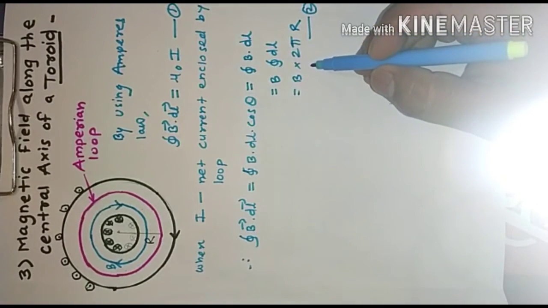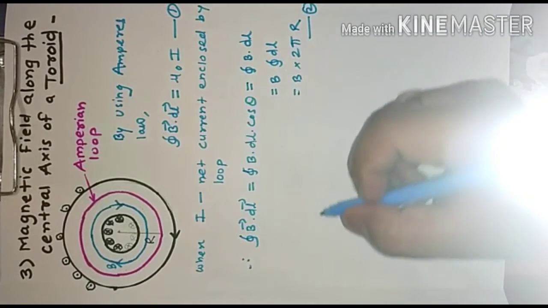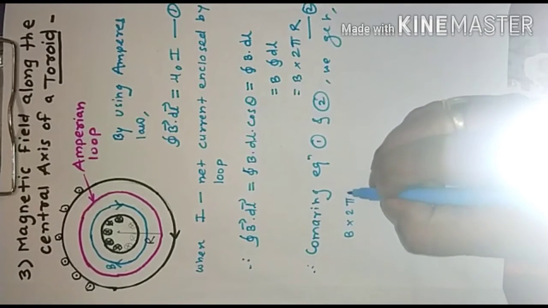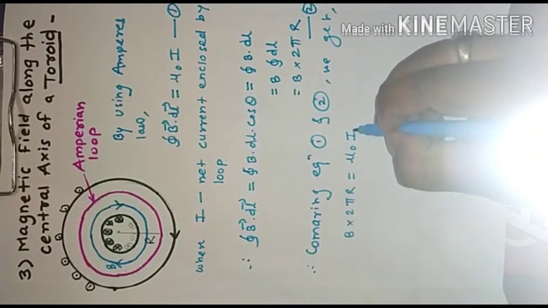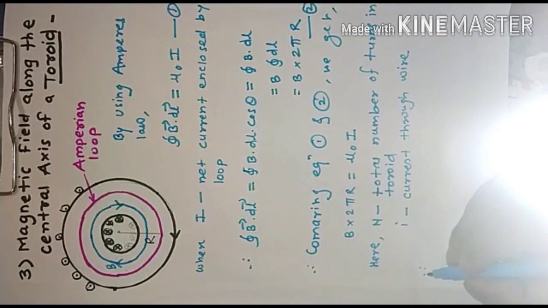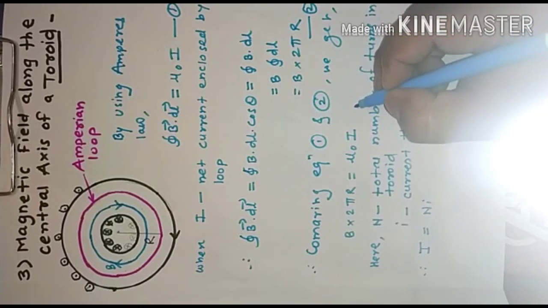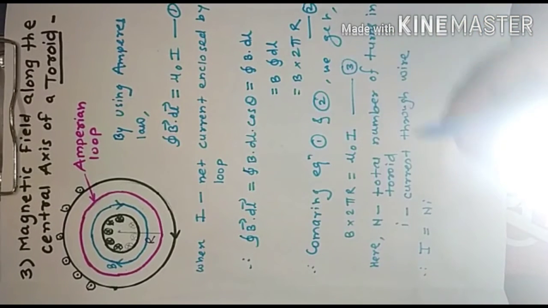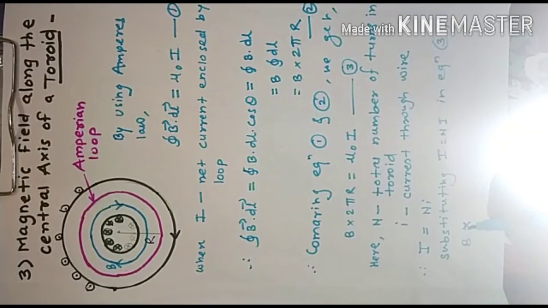Comparing equation 1 and equation 2, the LHS are the same, and therefore B into 2 pi r is equal to mu naught I. As N is the total number of turns in the toroid and I is the current through the wire, the net current is equal to N into I. Substituting net current equal to N into I, we get B into 2 pi r is equal to mu naught N into I.